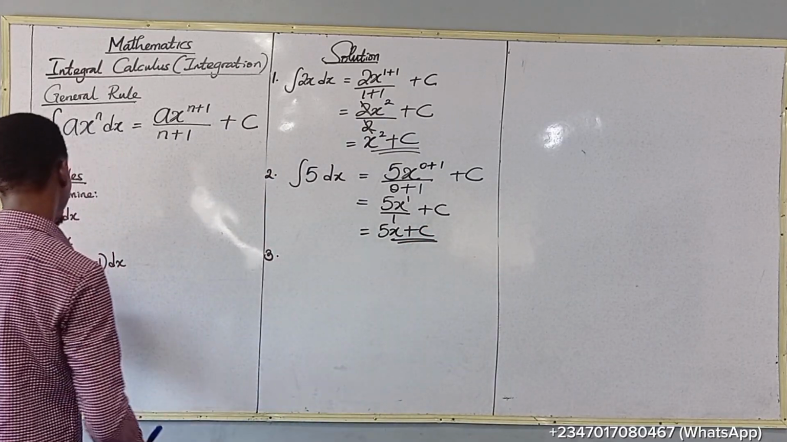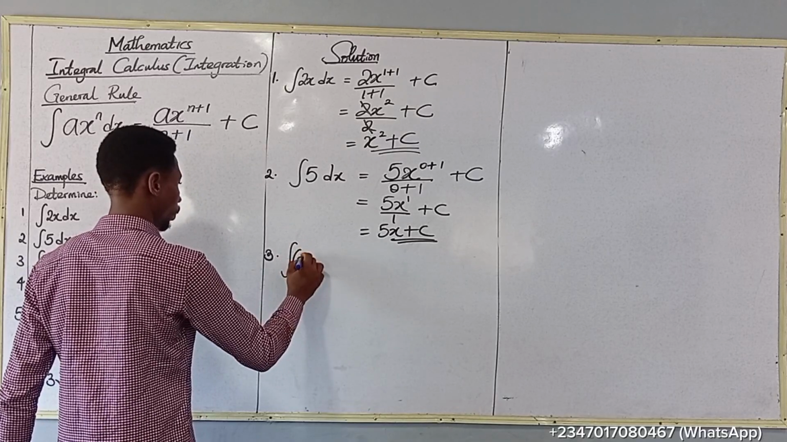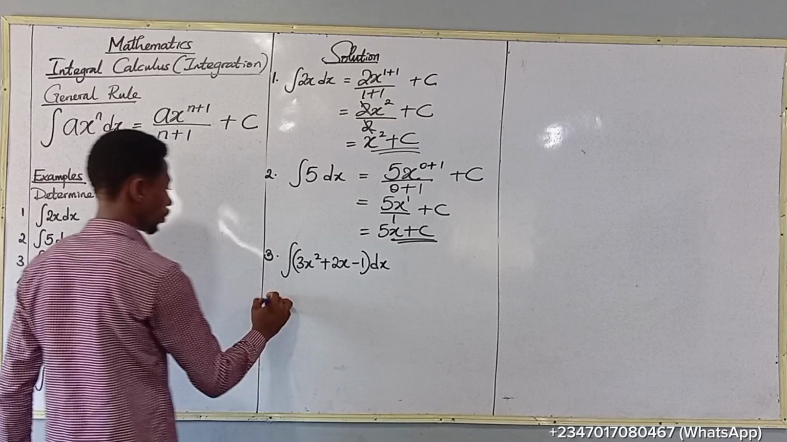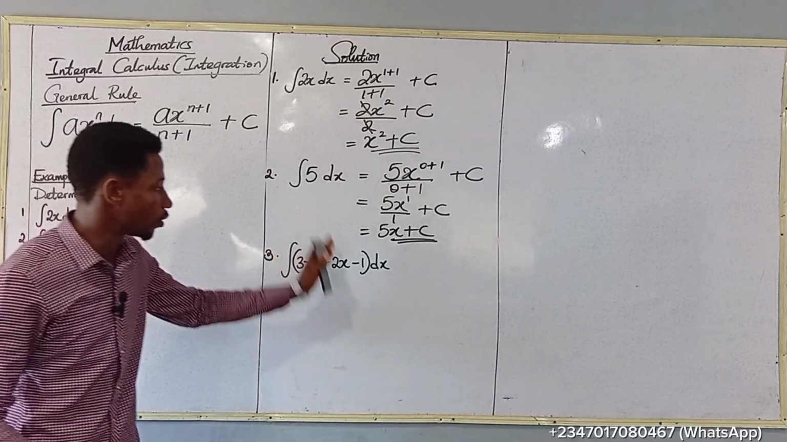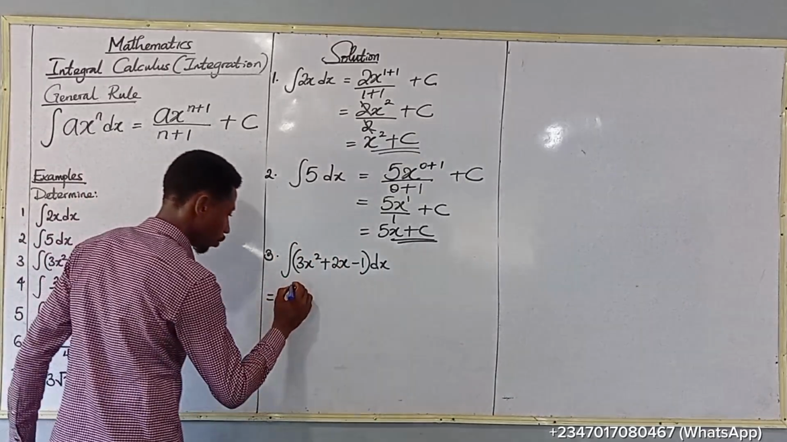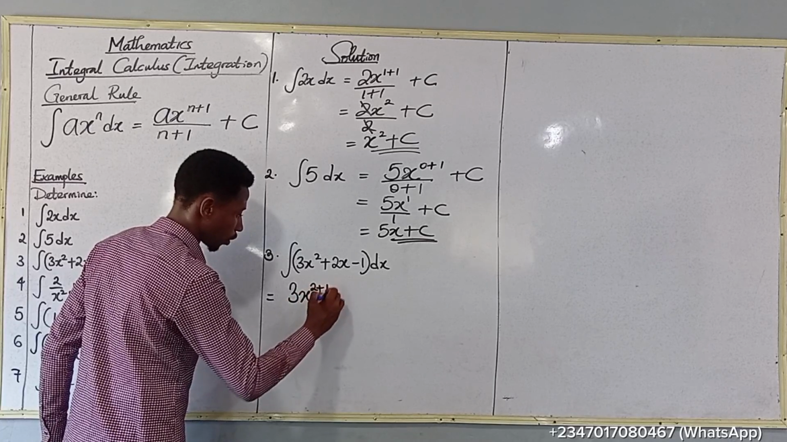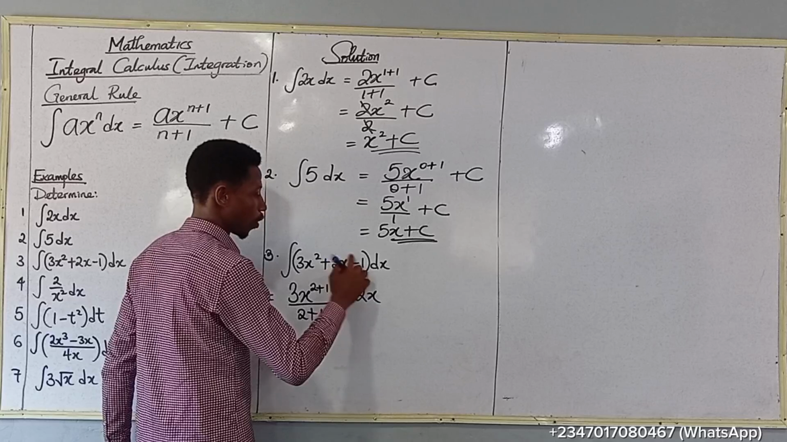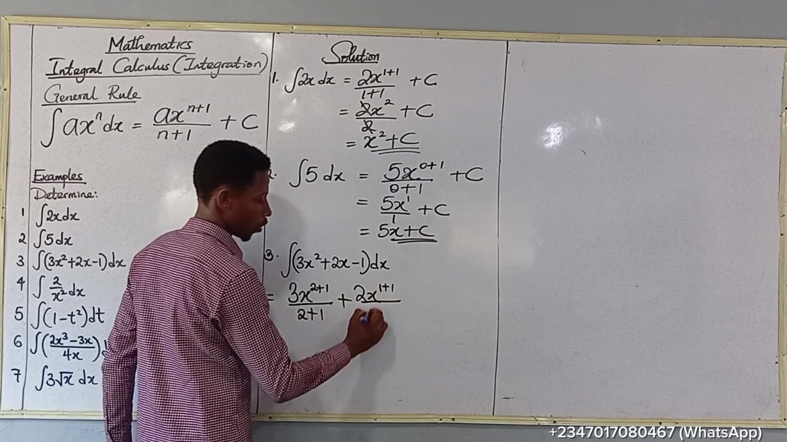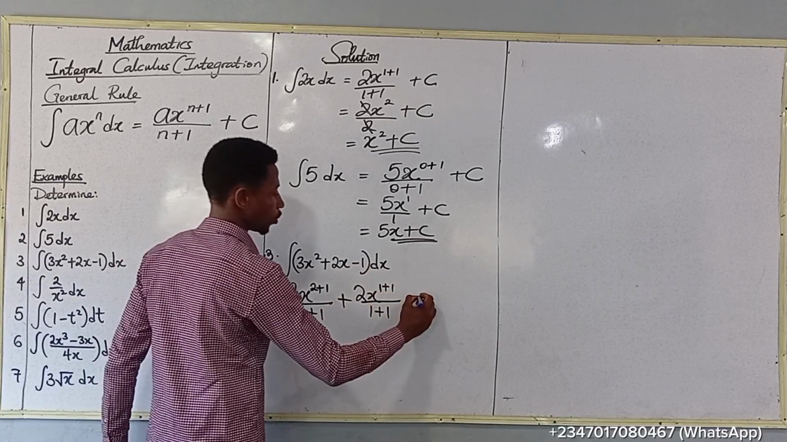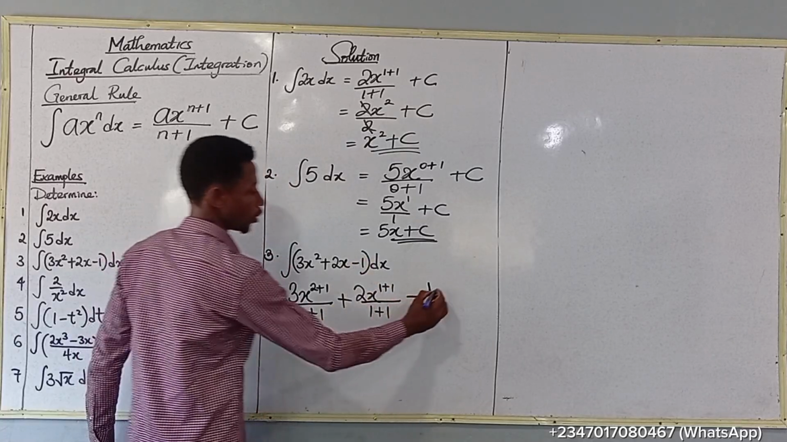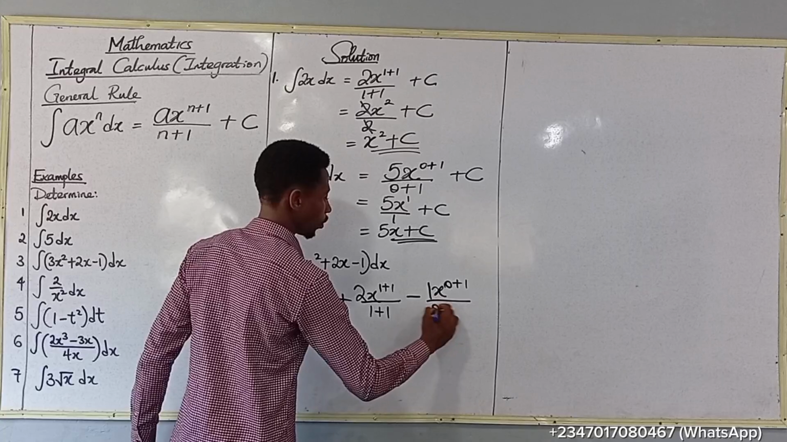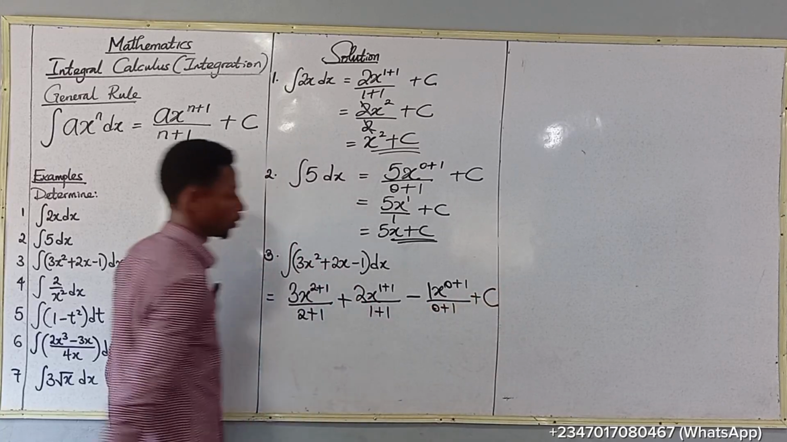Number 3, to find the integral of 3x squared plus 2x minus 1 dx. We'll do the same thing for all of them one by one. This will be equal to 3x raised to the power 2 plus 1 all over 2 plus 1 here, plus 2x raised to the power here is 1 plus 1 all over 1 plus 1, minus 1 is a constant, so we're going to bring x raised to the power 0 just like in this question, then plus 1 all over 0 plus 1, then finally we'll add c.